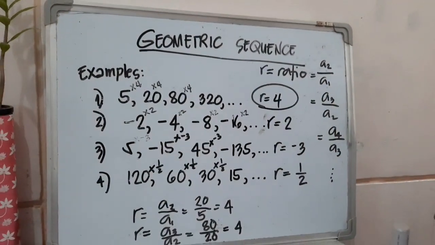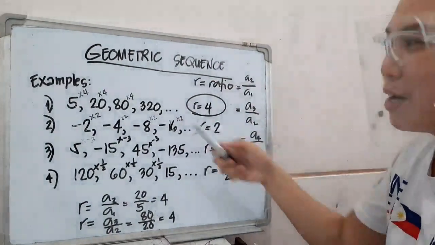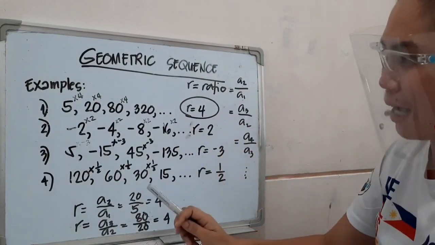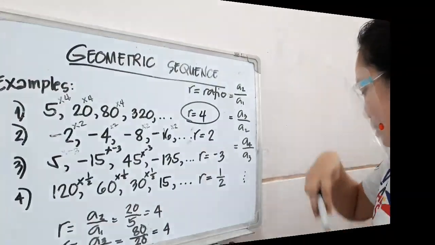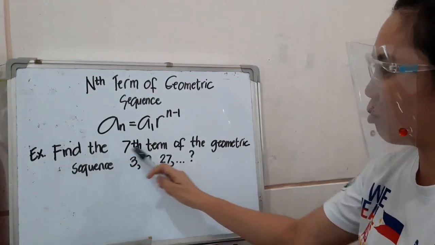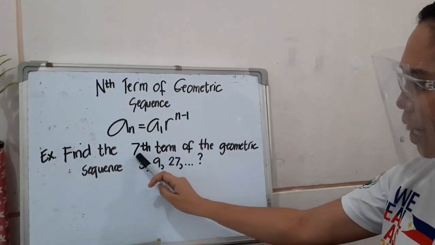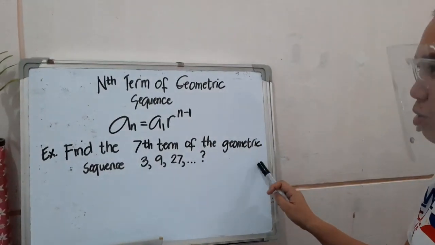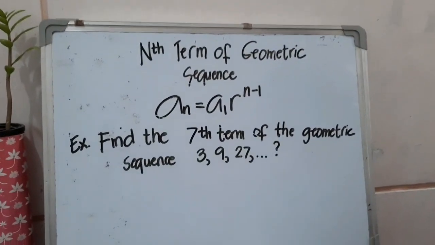So that's a geometric sequence. Different from arithmetic. In arithmetic, we have the same number being added to obtain the next term. But in geometric, the same number is multiplied to obtain the next term. So, if you are given the first term, second term, third term, and then you are asked for the 7th term, or the 8th term, or the 20th term, this is the formula we are going to use, and you have to memorize that one.